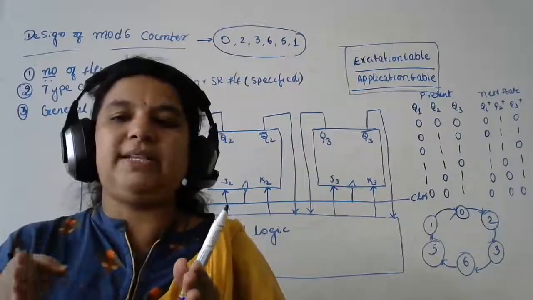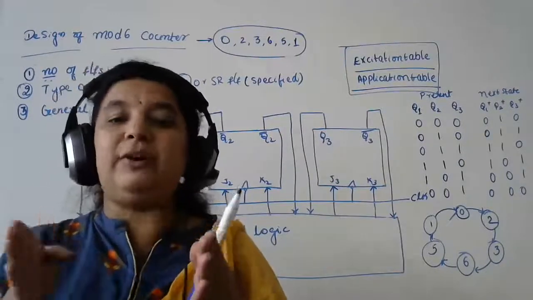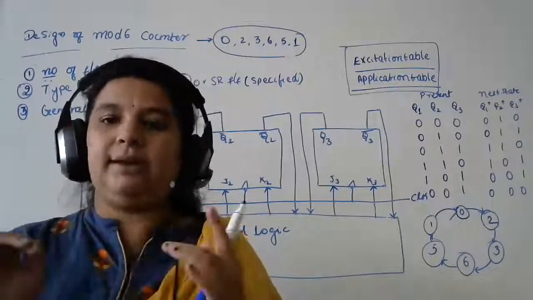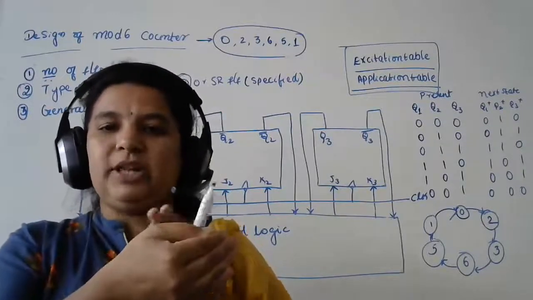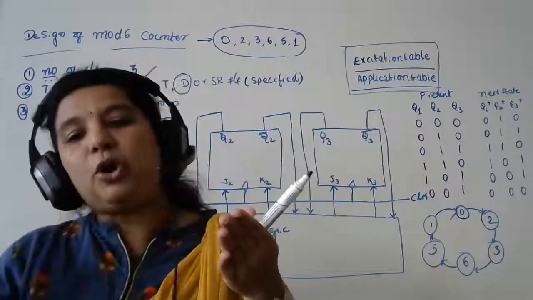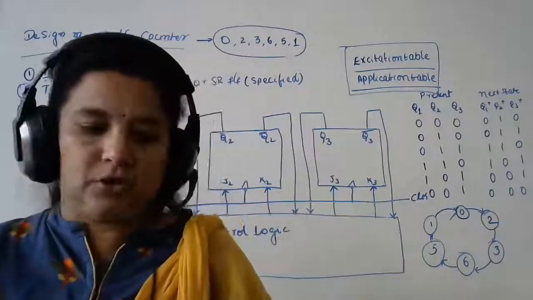Application table tells me, in order to get a specific output, what possible inputs I can give for a particular flip-flop. Application table is again built for a particular flip-flop. Excitation table is also built for a particular flip-flop. Now I have taken a flip-flop and I want a particular output to come from the flip-flop. In order to get that output, what possible inputs can I give? That is called an application table.